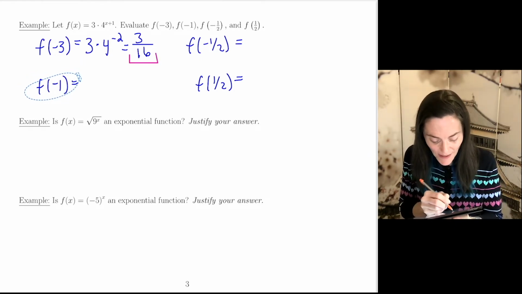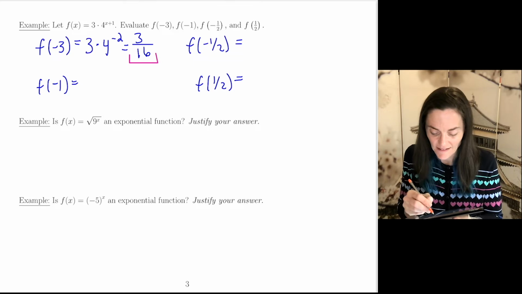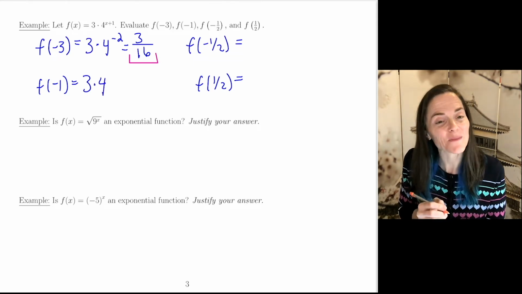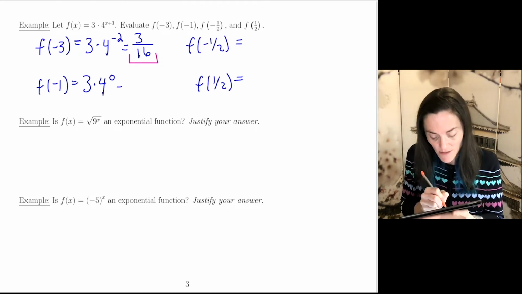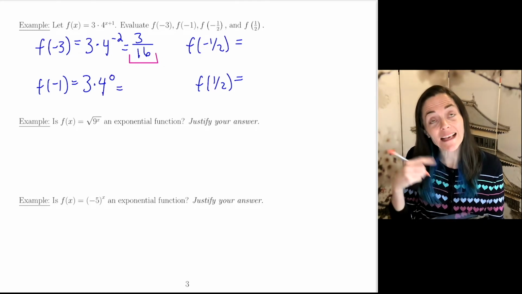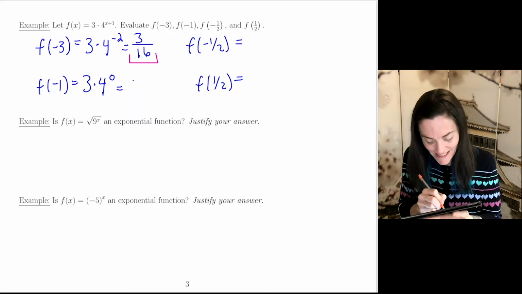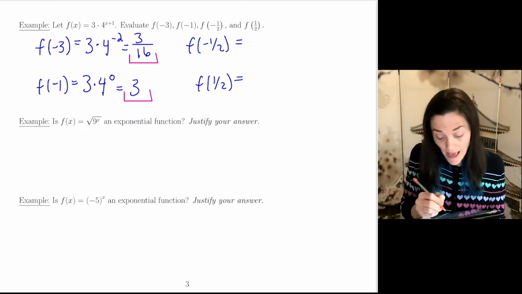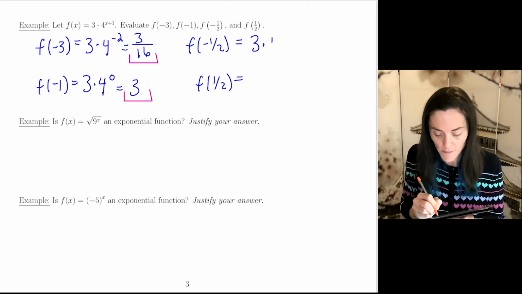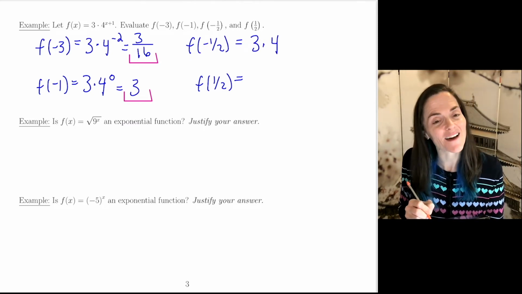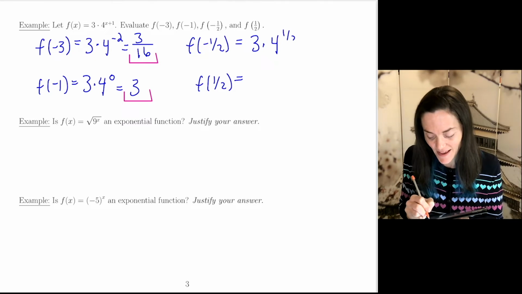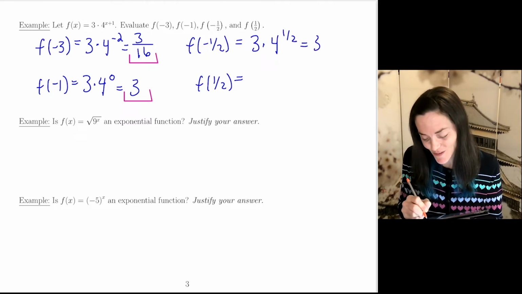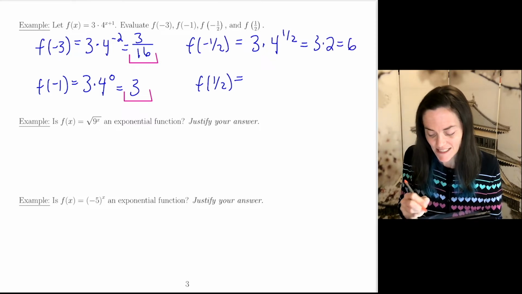At -1, we have 3 times 4 to the -1 plus 1, which is 0. So this is just 3 times 1, because 4 to the 0 is 1. So this is 3. F of -1/2, we have 3 times 4 to the -1/2 plus 1, which is +1/2. So 4 to the 1/2 is 2, the square root of 4. So we have 3 times 2, which is 6.